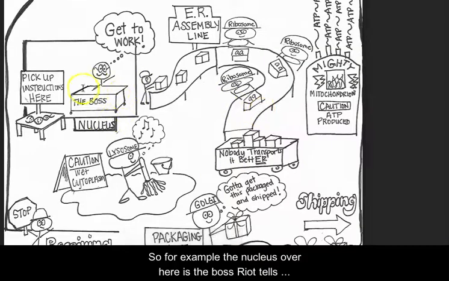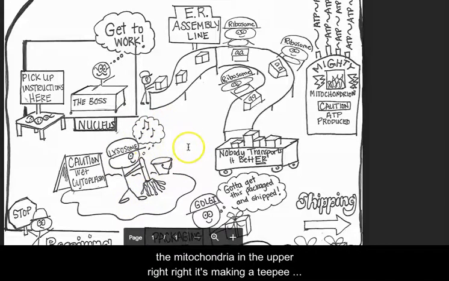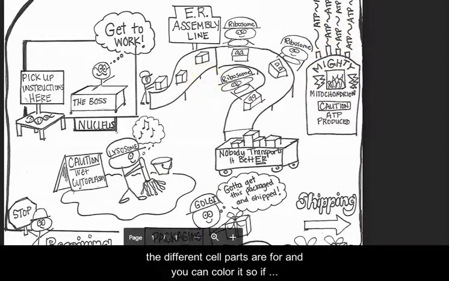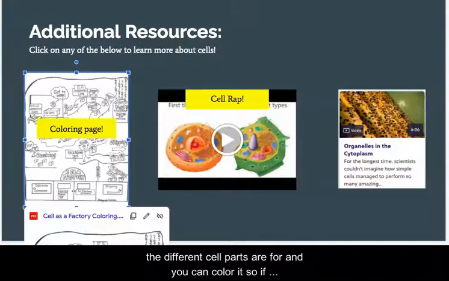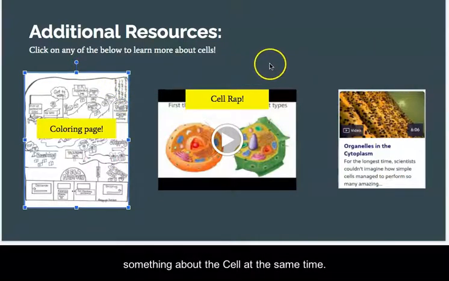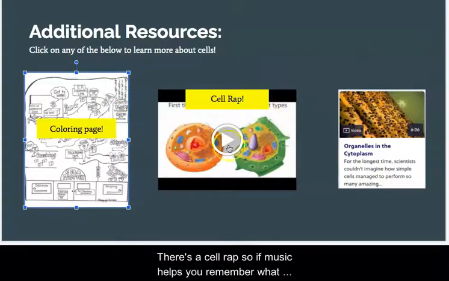So for example, the nucleus over here is the boss, right? It tells everybody what to do. The lysosome is the one that breaks a lot of things down. So it's kind of the cleanup crew. The mitochondria in the upper right? It's making ATP. It's the powerhouse of the cell. So it gives you an idea of what the different cell parts are for. And you can color it. So if you're bored, you can just kind of print that out and color and learn something about the cell at the same time. There's a cell wrap.